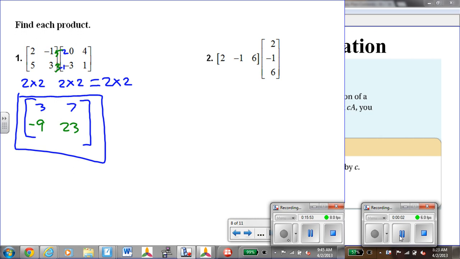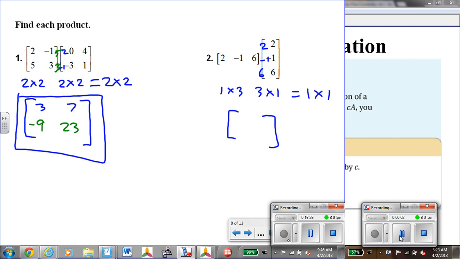Okay. What is this? 1 by 3. A 1 by 3. Oh, and a 3 by 1 it is. And what's this? 3 by 1. What should we end up with? 1 by 1. What's a 1 by 1 matrix? No, it's a matrix with 1 entry. Here's what you do. You're going to take row 1, which is the only row you have, 2, negative 1, and 6. And you're going to multiply it times column 1, which is the only column it's got. And you're going to get your 1 by 1 matrix.